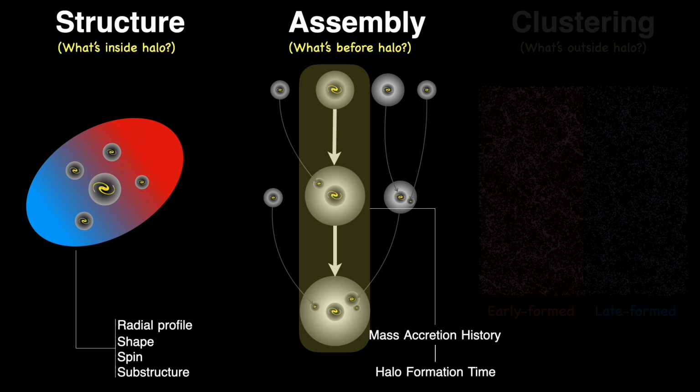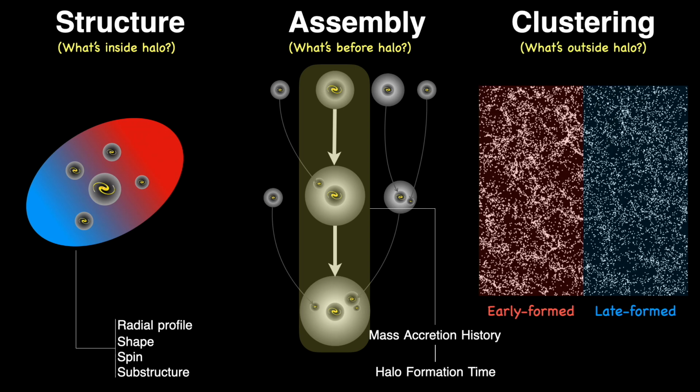The last perspective is the spatial distribution of dark matter halos, or halo clustering. One important thing to remember is that dark matter halos are randomly but not uniformly distributed in our universe. Instead, they are clustered, and the clustering strength depends on a variety of halo properties.